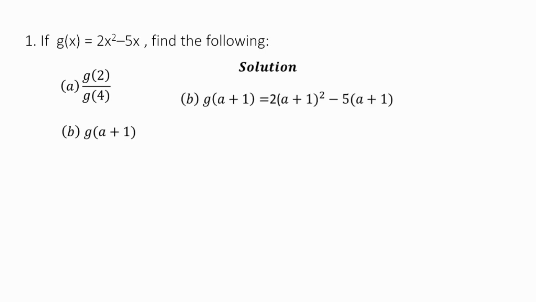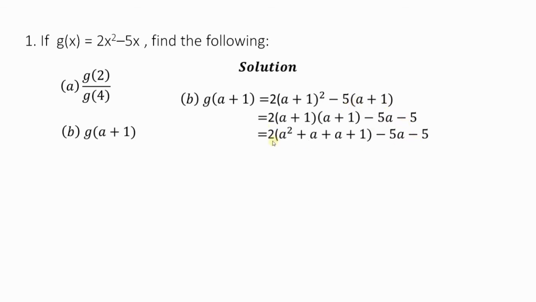Now we see B. What we're going to do is to replace our x with a plus 1. So you will have g of a plus 1 becomes 2 times a plus 1 squared, minus 5 times a plus 1. So here what we have is 2 multiplied by a plus 1 squared, which is a plus 1 times a plus 1. Minus 5 times a is minus 5a. Minus 5 times 1 is minus 5.